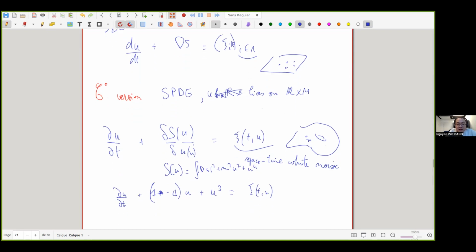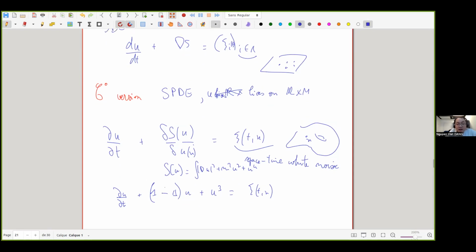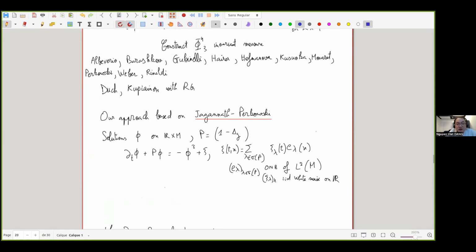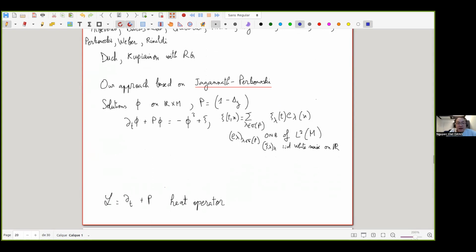So this is really an SPDE, which I derived in perfect analogy with the SDE we saw above. This is what you have to introduce in the manifold setting to be able to build your Phi43 measure. Here I wrote the PDE dt phi plus P phi, where P is 1 minus Laplacian, equals minus phi to the cube. So it's like a nonlinear heat equation, but with a forcing term. This is the random forcing term.